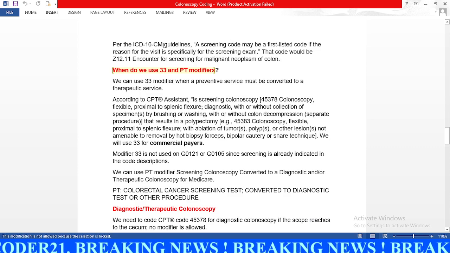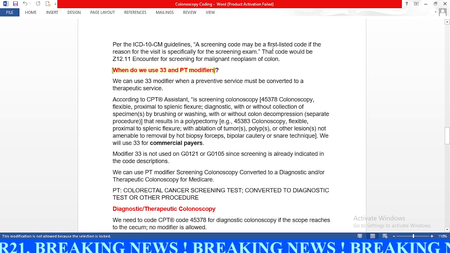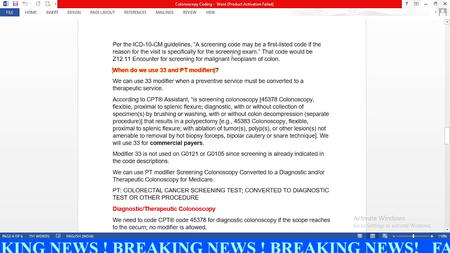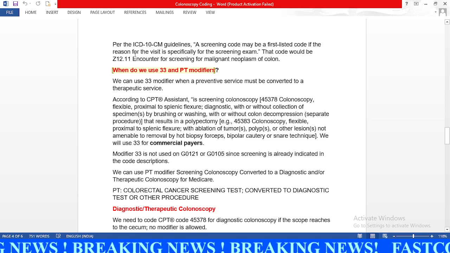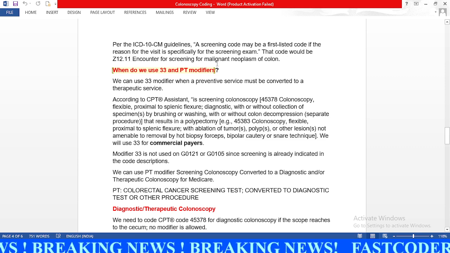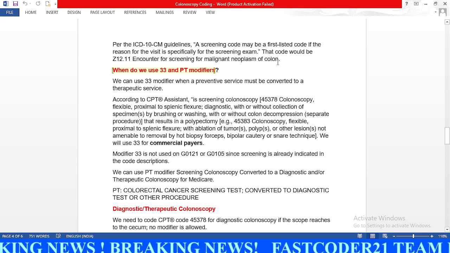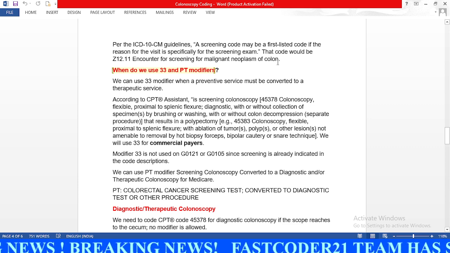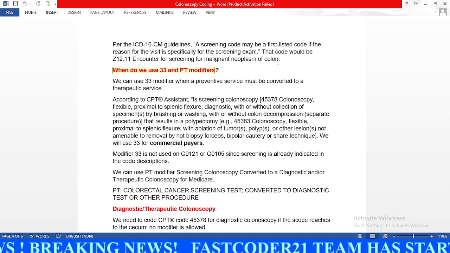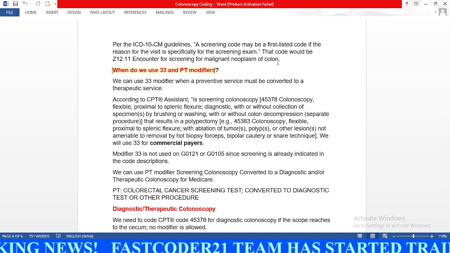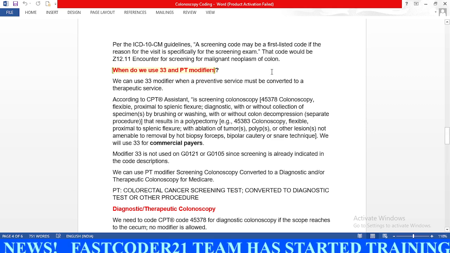Per the ICD-10-CM guidelines, a screening code may be the first listed code if the reason for the visit is specifically for the screening exam. That code would be Z12.11, encounter for screening for malignant neoplasm of colon. So based on ICD-10-CM guidelines, if the patient comes for screening, we need to code Z12.11 as the first listed diagnosis.